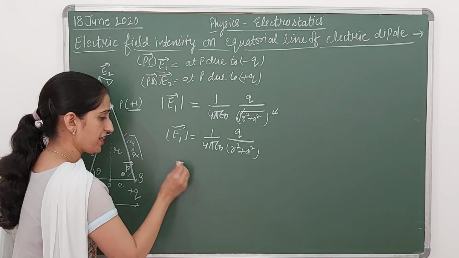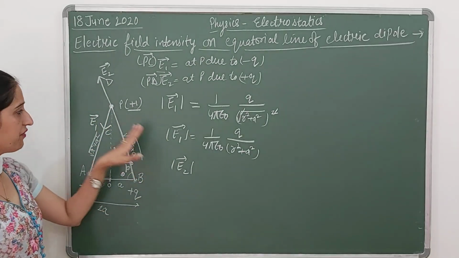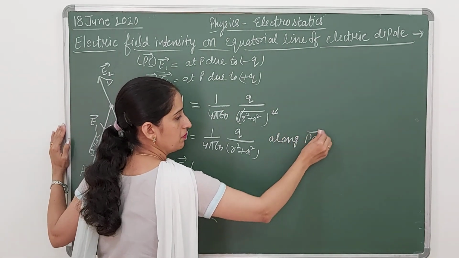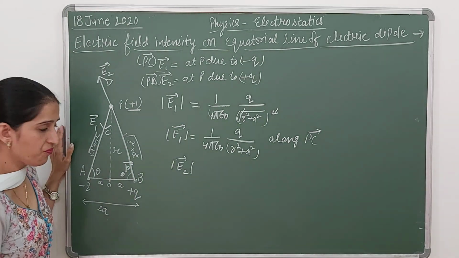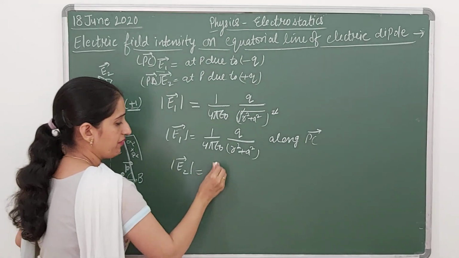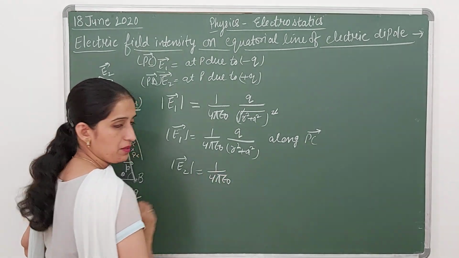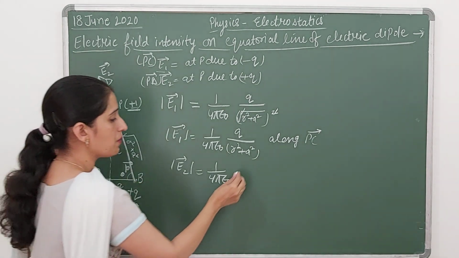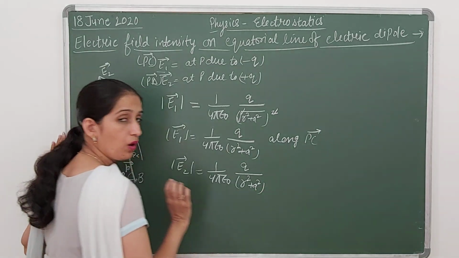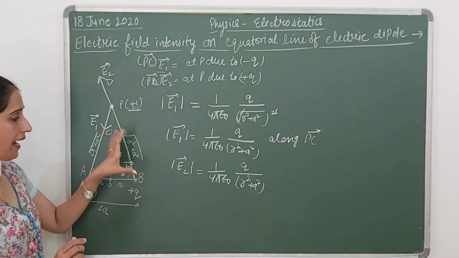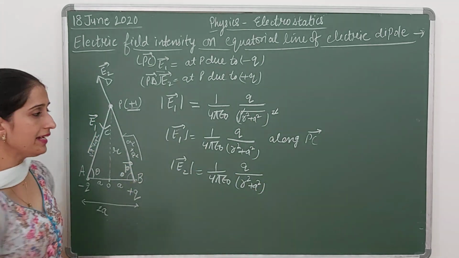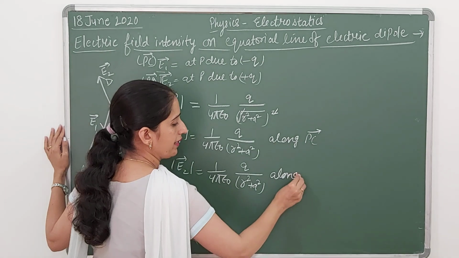Similarly, we can calculate E2. We know the direction of E1 already. E1 is along PC. Now we are calculating E2. E2 is the interaction between the unit positive charge and the plus Q charge. So it will be given by 1 by 4 pi epsilon naught, I am taking magnitude only, Q upon r square plus a square. Only this, because again it is under root and then square. The same term will be here, so no power it will carry, and it will act along PD.